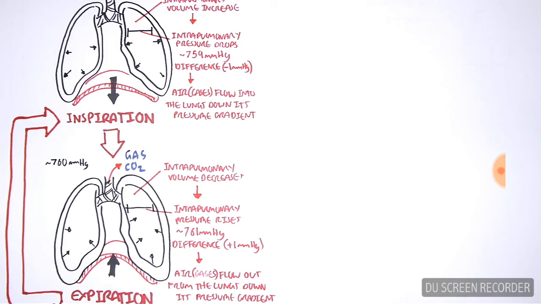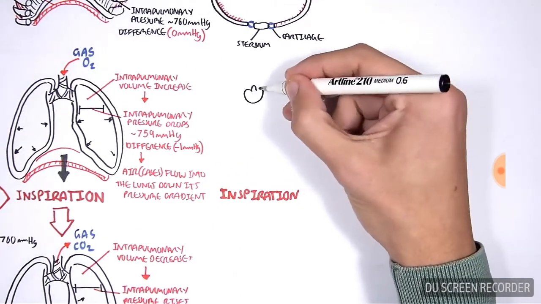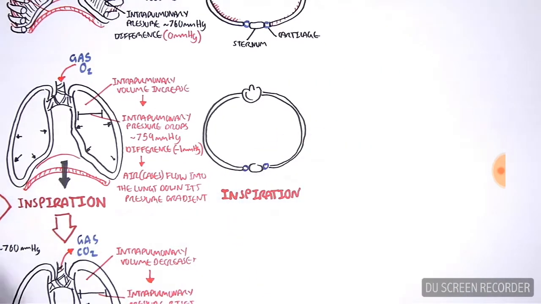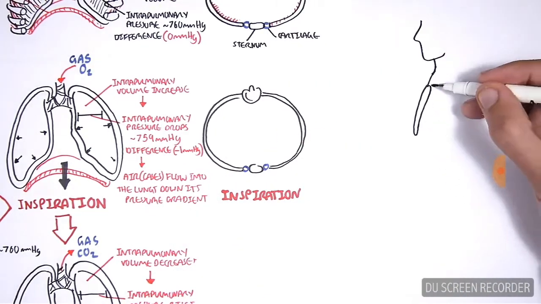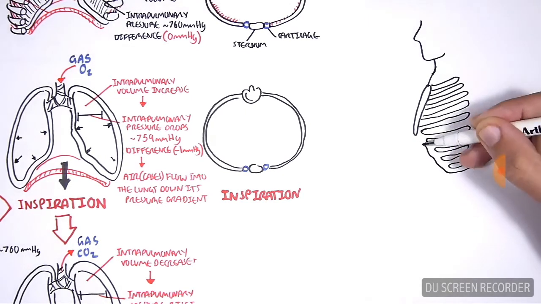Now that we get the gist of what's happening in inspiration and expiration, let's put all of this together and look at the concept of the mechanism of breathing from different angles. So here I'm drawing the superior view of the ribs, and we're looking at what happens to the rib cage essentially. And here I'm drawing the side view of a person with his ribs and lungs.